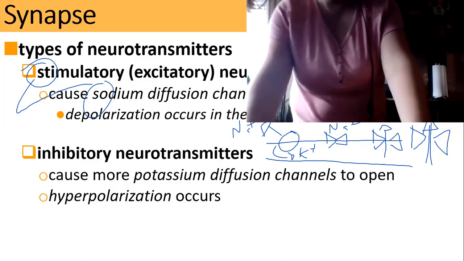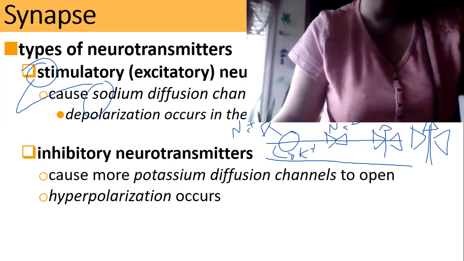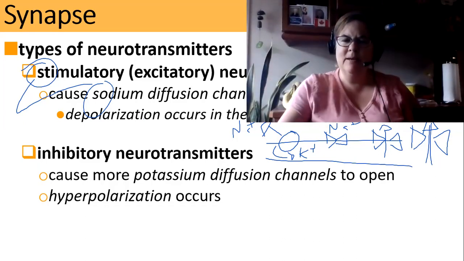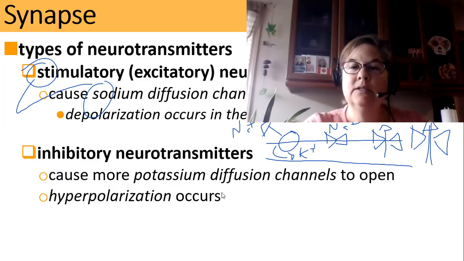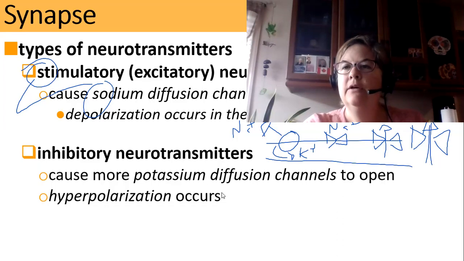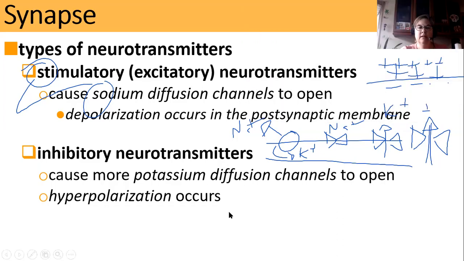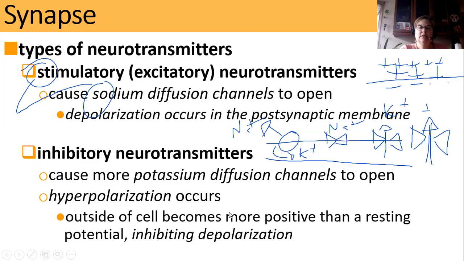So that's where we can use that analogy of our hands raising and falling, is we want to think about that as being two 50-pound weights, one in each hand, and it's making it so it's almost impossible for that neuron to be stimulated, okay? So that's inhibitory. So the outside of that cell becomes more positive than a resting potential, and therefore depolarization can't occur. So that's inhibiting depolarization.